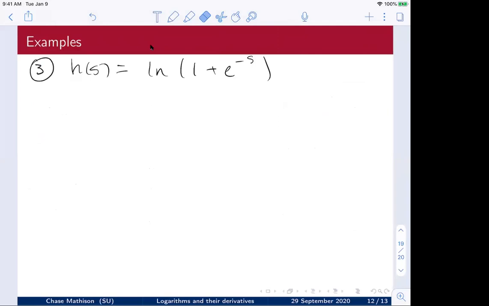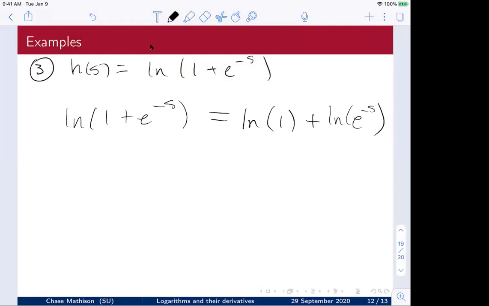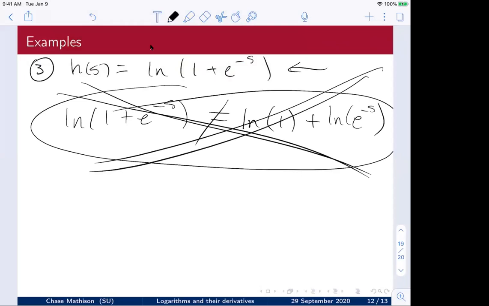I know people are going to want to say that this is equal to what I'm about to write. I know someone is going to want to write that this is equal to the natural log of 1 plus the natural log of e to the minus s. That is not true in the slightest. Do not write this on an exam. The original function here is as simplified as you can be already, and that's what we have to differentiate, okay? So do not write this. That only works if you're multiplying the stuff inside, not adding.